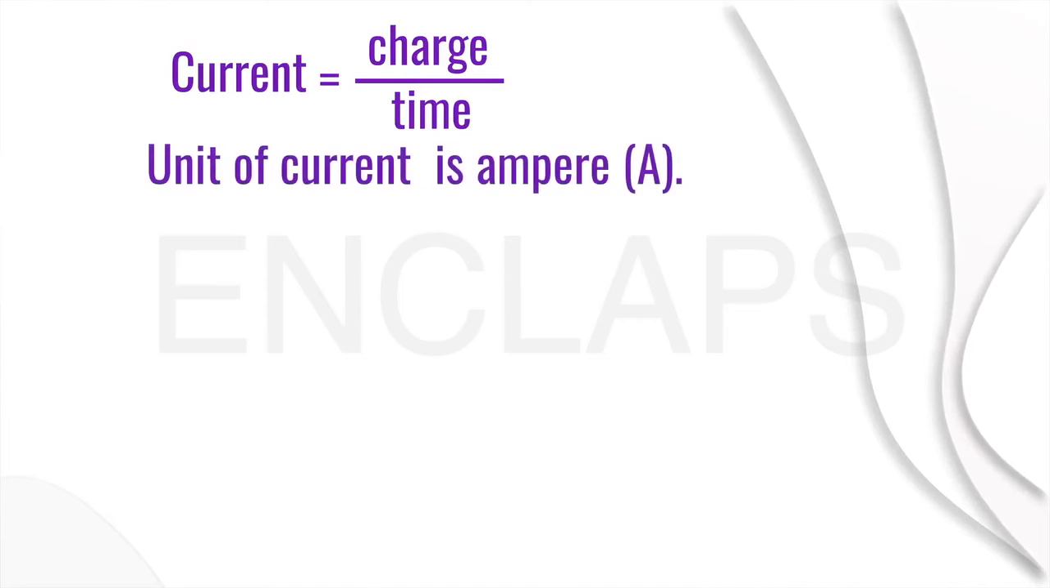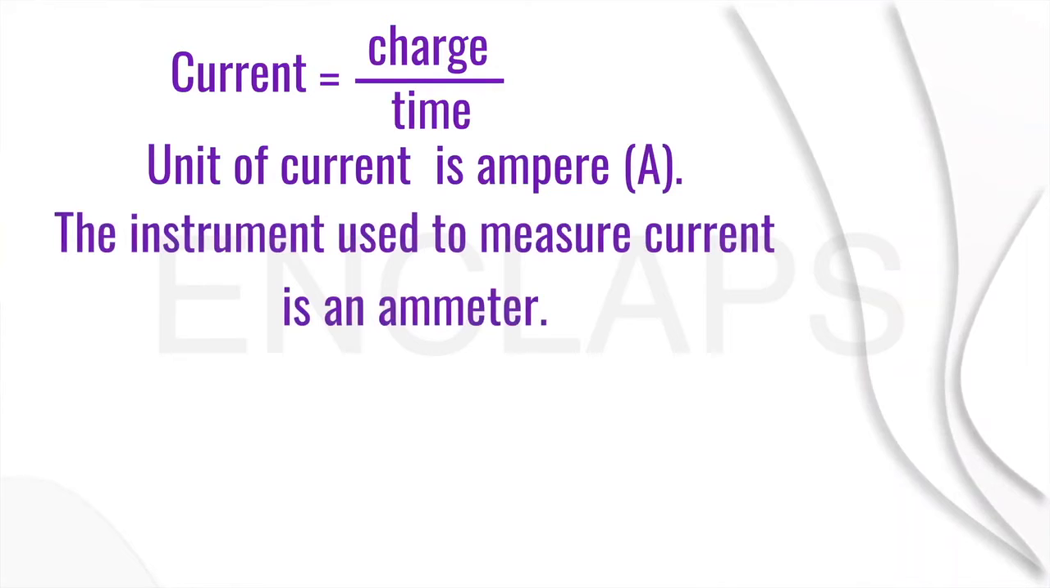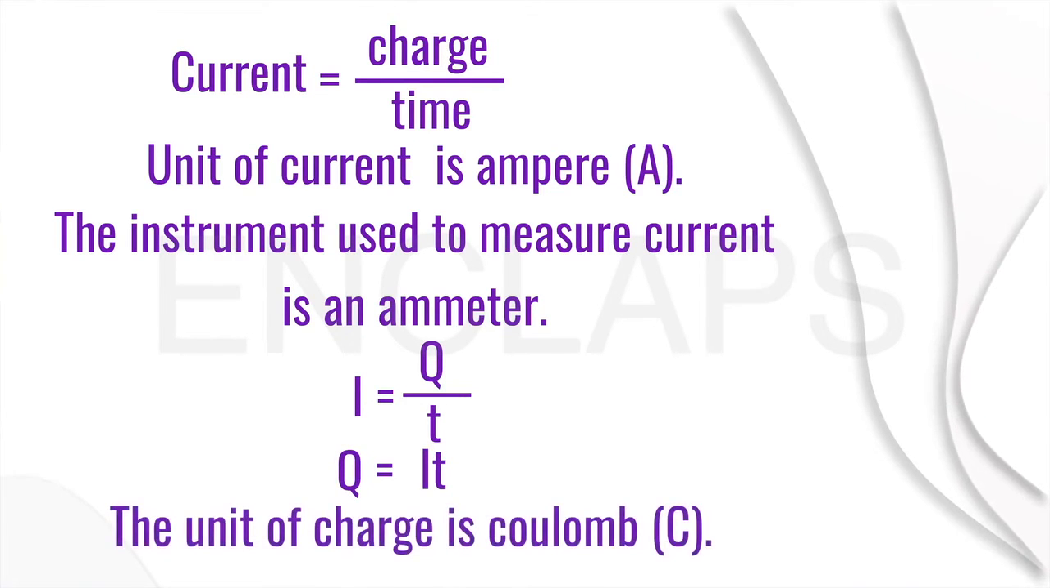The unit of current is ampere, represented by capital A. The instrument used to measure current is an ammeter. In terms of symbols, current I is equal to Q divided by T. Then the charge flowing through the conductor in time T will be Q is equal to IT. The unit of charge is coulomb.